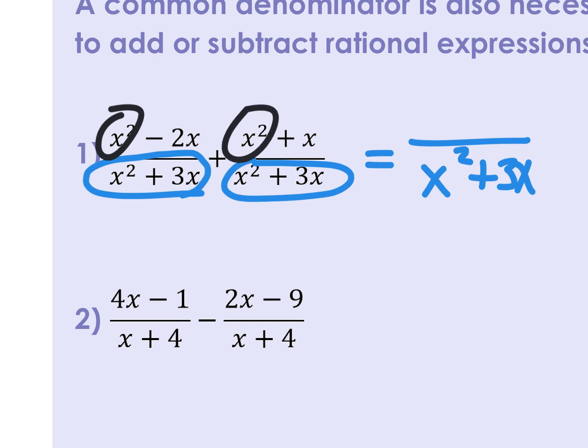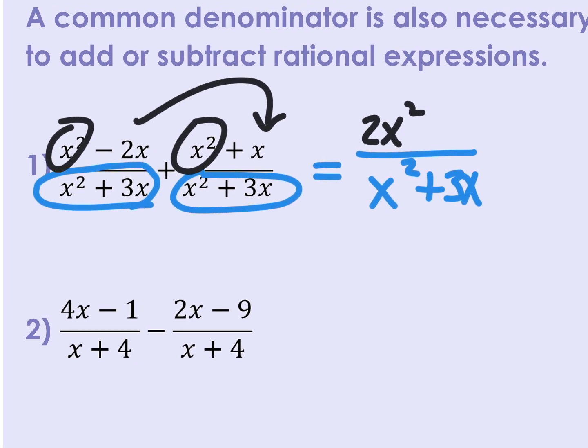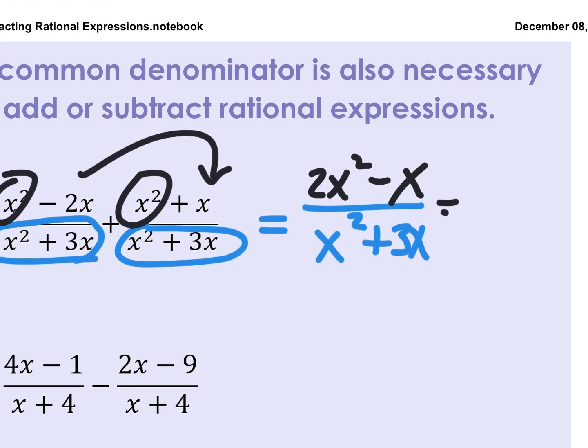X squared and x squared makes 2x squared. Negative 2x plus an x makes minus x. And you might think you were done right there, but you're not. If I tell you that, can anybody figure out what the final answer is? Don't say it. When you realize, you'd be like, oh yeah, I can do this.